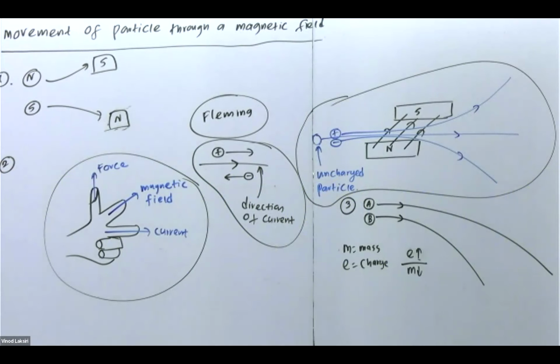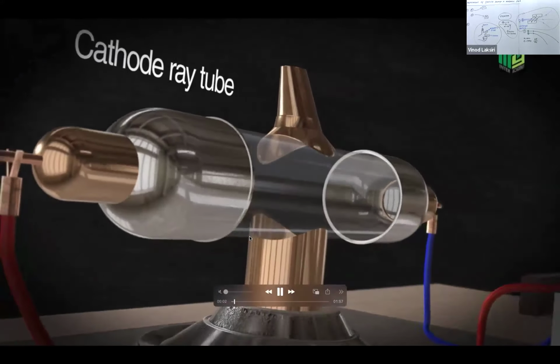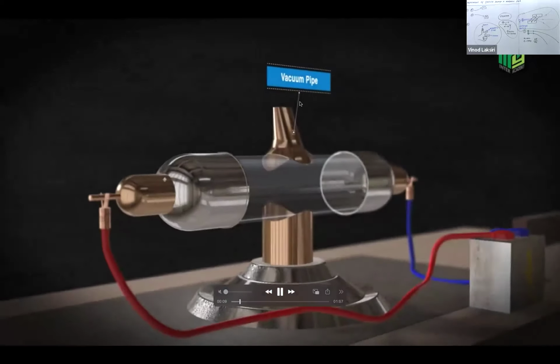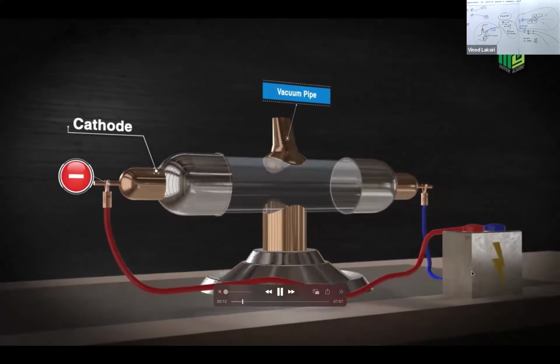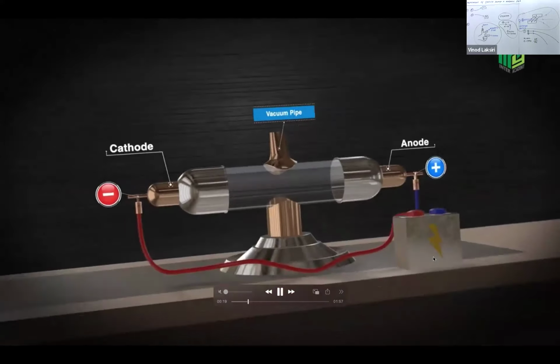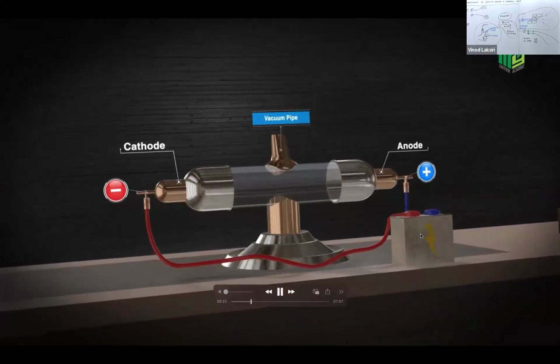Right, so using a video, I will show these properties of the cathode ray experiment. Here you can observe this is a cathode ray tube, and here is a vacuum pump. The negatively charged terminal is the cathode, and the positively charged terminal is the anode. And there is a high voltage source.